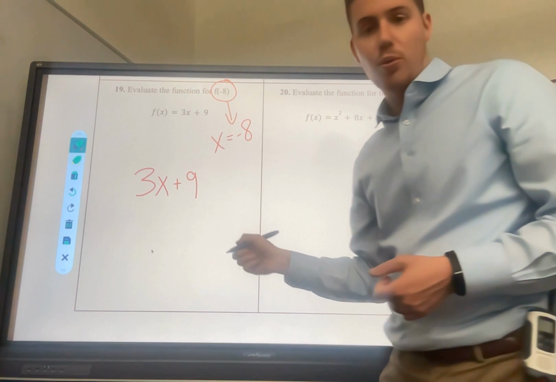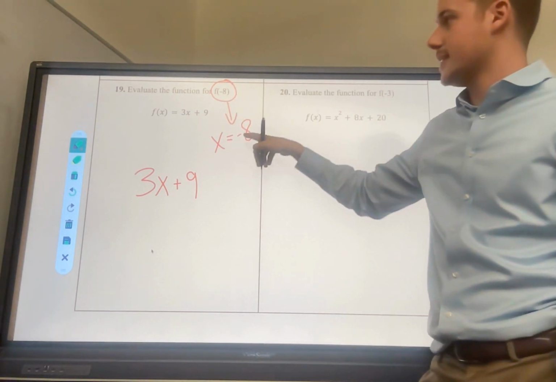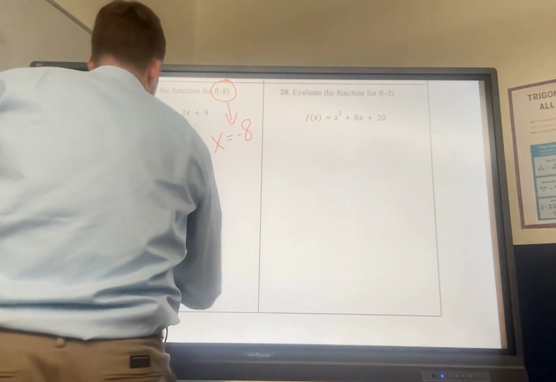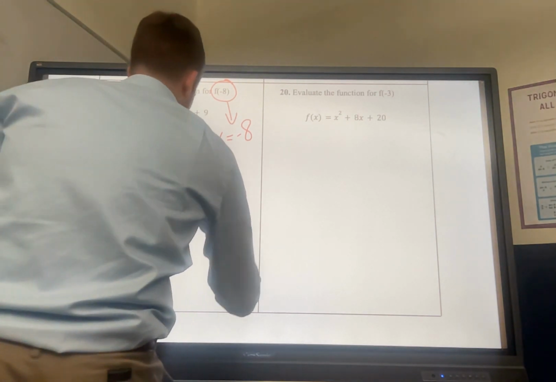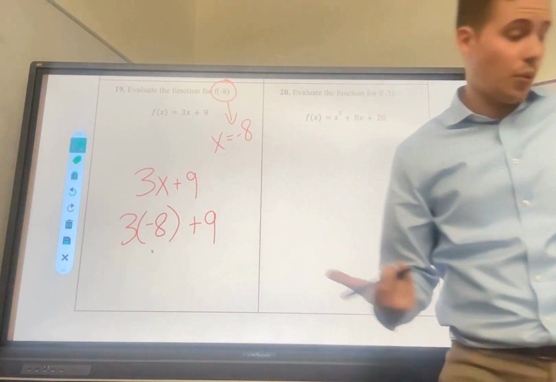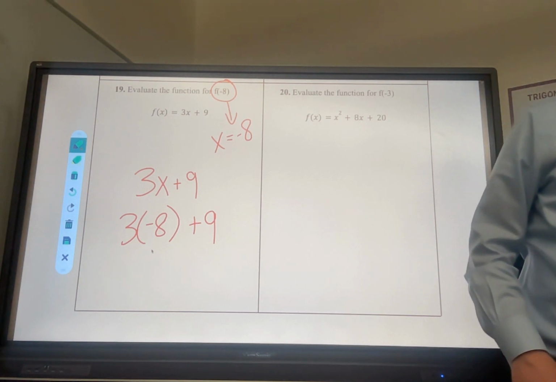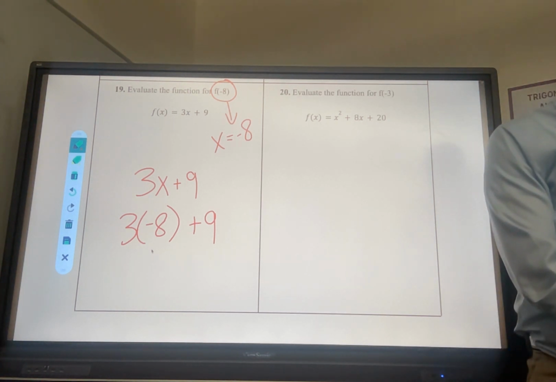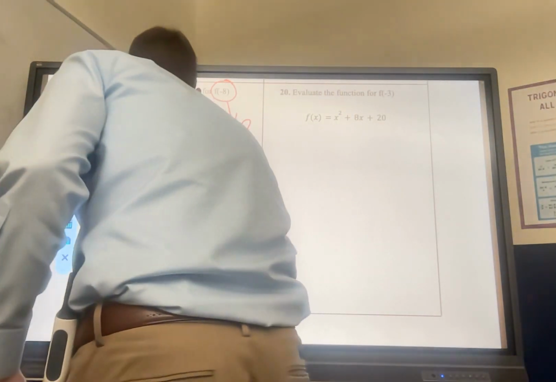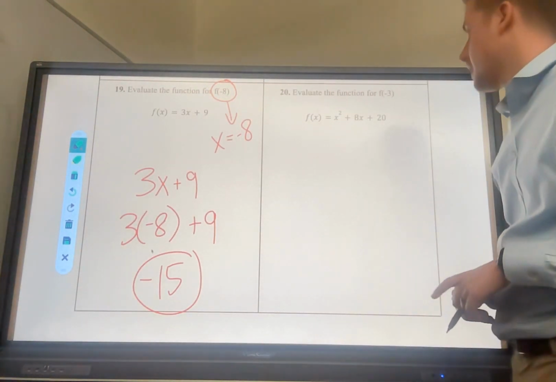I've got 3x plus 9. As I just said 10 seconds ago, we know from the question that they want us to evaluate when x equals negative 8. So all we're going to do is substitute in 3 times negative 8 plus 9. And we can type this in. 3 times negative 8, is that negative 24? And so negative 24 plus 9. Let's go ahead and think about what that will be. Negative 24 plus 9 gives us a final answer of negative 15. Perfect. All right, we got it for number 19.